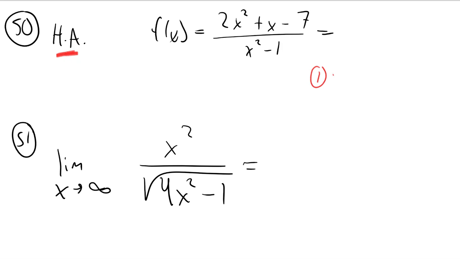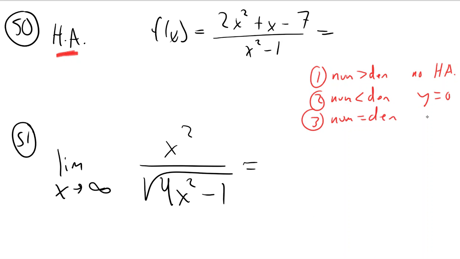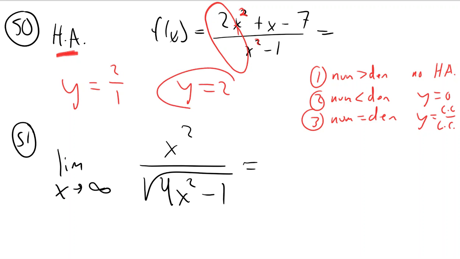If the degree of the numerator is bigger than the degree of the denominator, then there is no horizontal asymptote. If it was switched, it's y equals 0. And like question 50, if the degree of the numerator is equal to the degree of the denominator, it's y equals leading coefficient over leading coefficient. So in number 50, these two are the same. So it's going to be y equals 2 over 1, or y equals 2. You okay with that one?